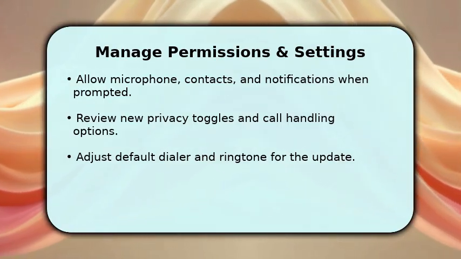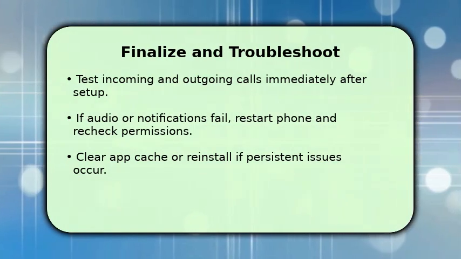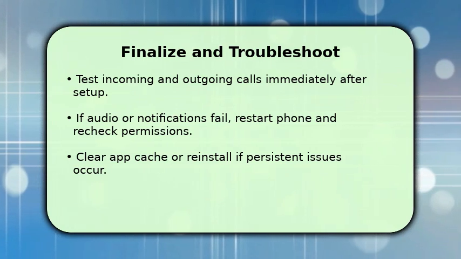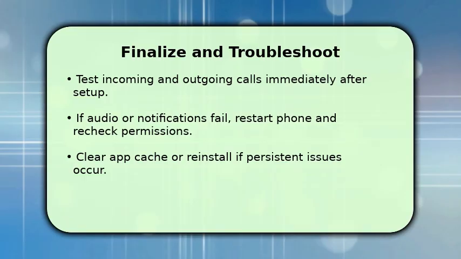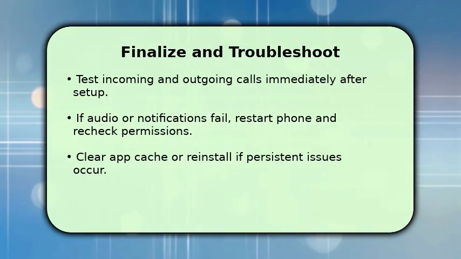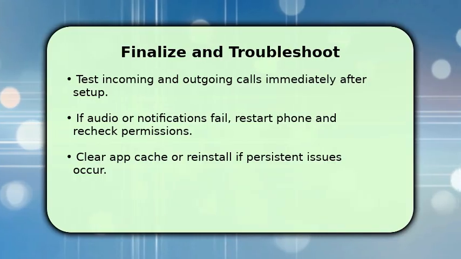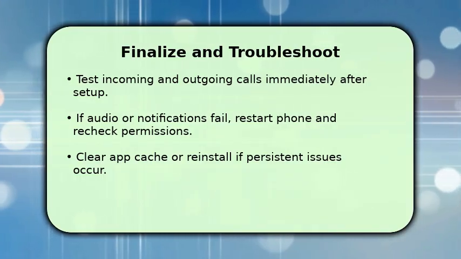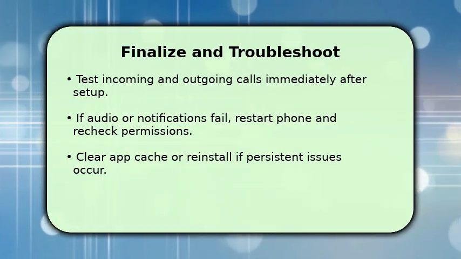You finish by testing both incoming and outgoing calls and checking voicemail, call recording, or spam filter behavior to confirm everything works. If audio is missing or notifications don't arrive, restart the phone and reconfirm permissions. Many issues clear with a reboot. If problems persist, clear the app cache, force stop, or reinstall the calling app and reapply permissions.